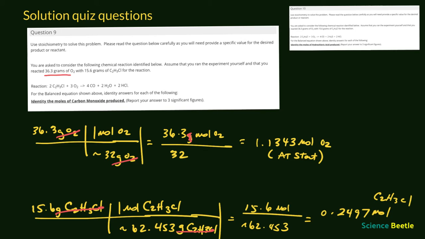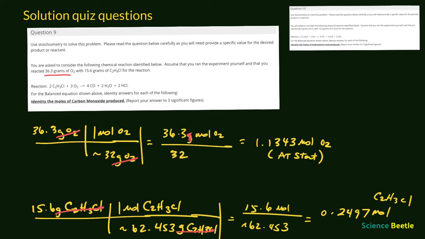Okay. Now the amounts that you see here correspond only to the amount of moles that are present at the beginning for this particular reaction. And the question that's asked here is to identify the number of moles of carbon monoxide that is produced. And remember, carbon monoxide is one of the products. So the first thing we need to do is identify which is the limiting reactant.